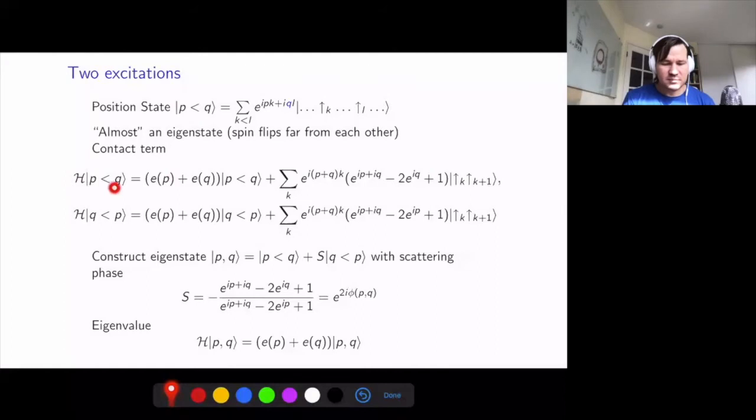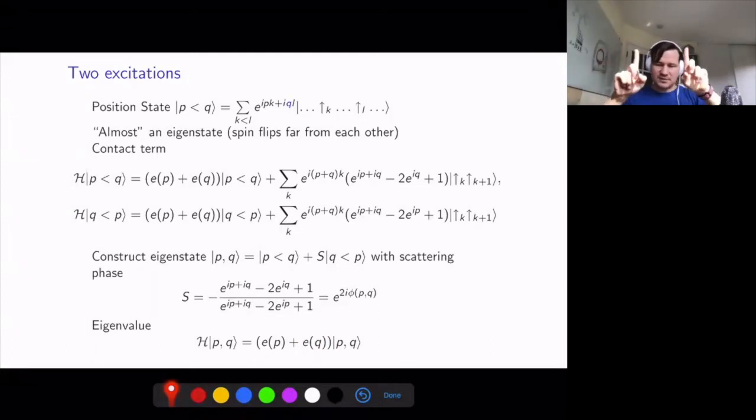You can do it for p less than q, you can do it for q less than p, with similar looking expressions. And then you can just cook up a combination which is actually an eigenstate if you adjust the coefficients right. So we add these two states with a coefficient, a function S, which is called the scattering phase, or more generally for higher ranks, a scattering matrix, which is this rational function of the exponents of p and q. And now this is an eigenstate, and we see that the energy factorizes, right? So the total energy of the two flips is the sum of the first one plus the second one. So there's no correction. Okay.